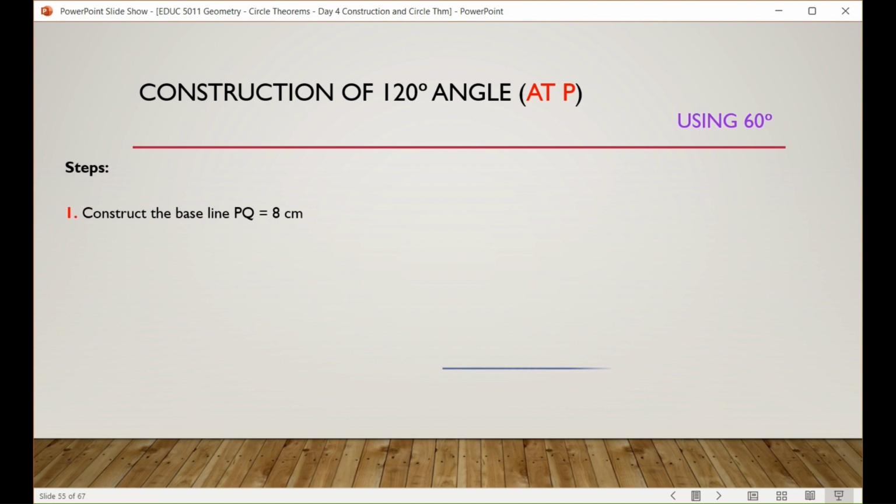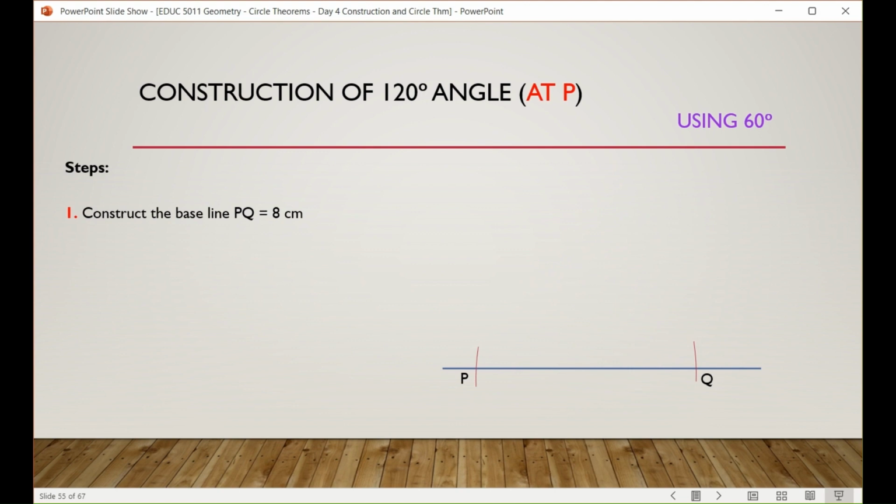So of course, we go through the first steps as usual. We construct our baseline. It could be any length. I am just using a standard, PQ being 8 centimeters. PQ could have been 6.2 centimeters. It could have been named AB, but you get the general hang of it. So now we've gone through that basic step.